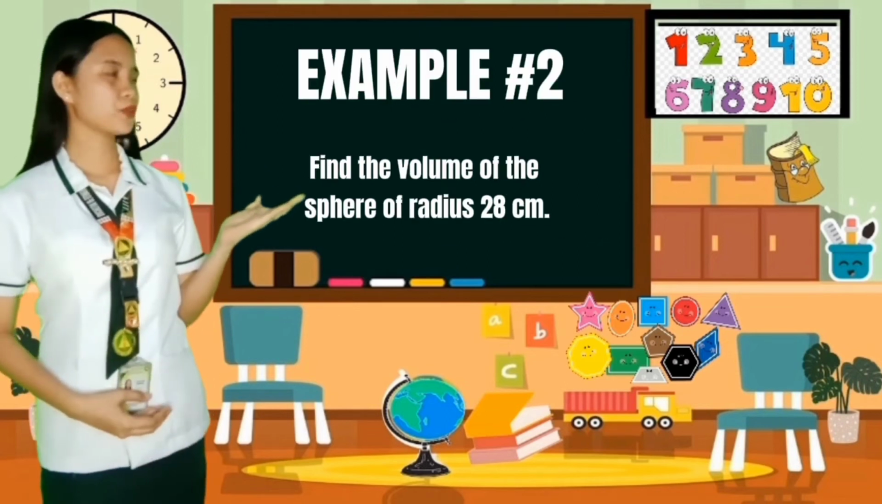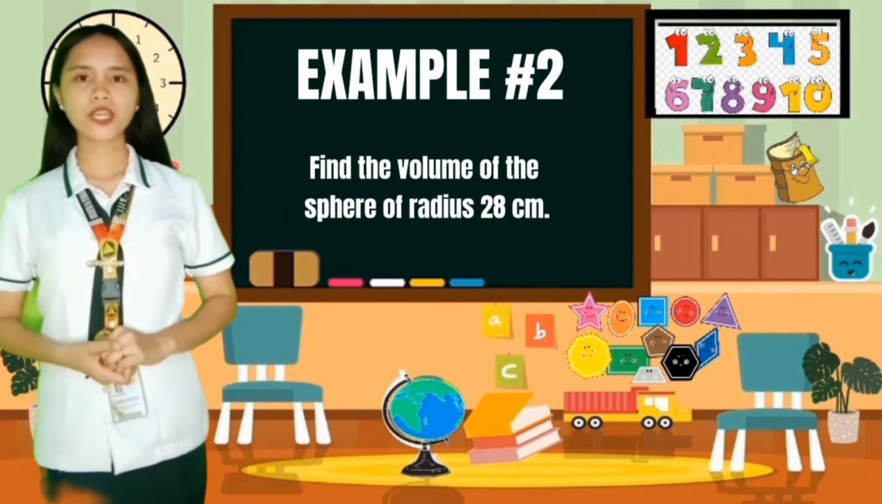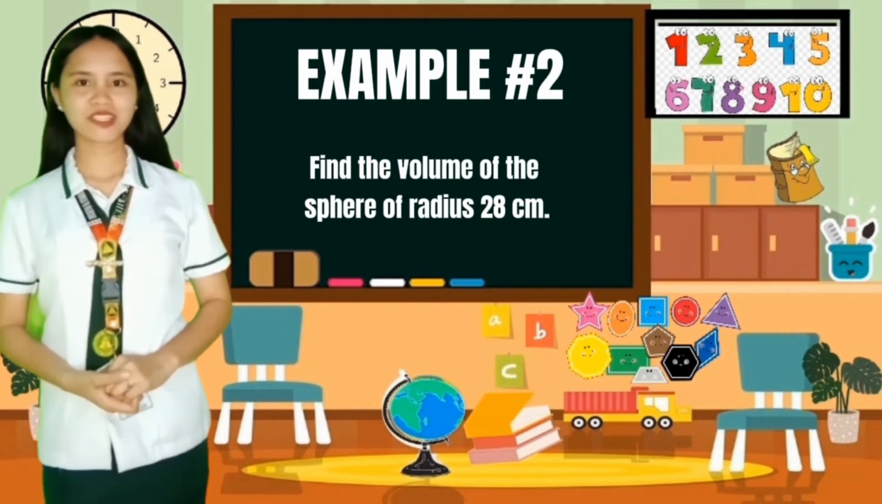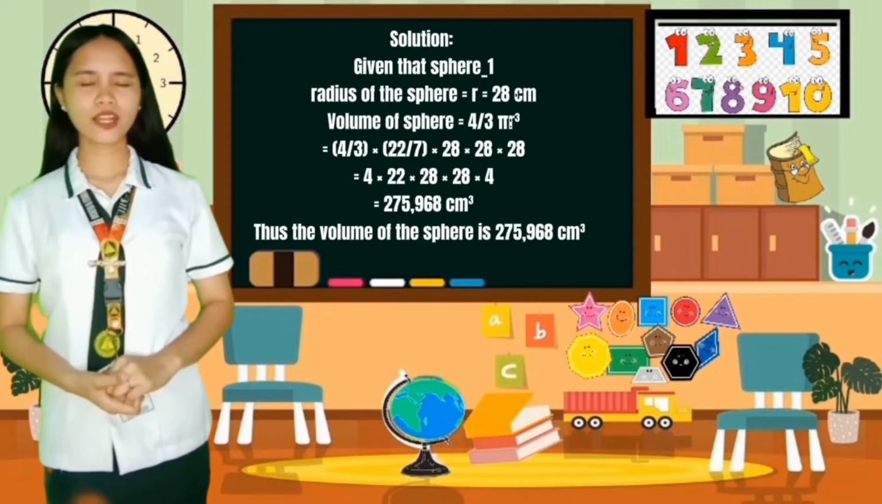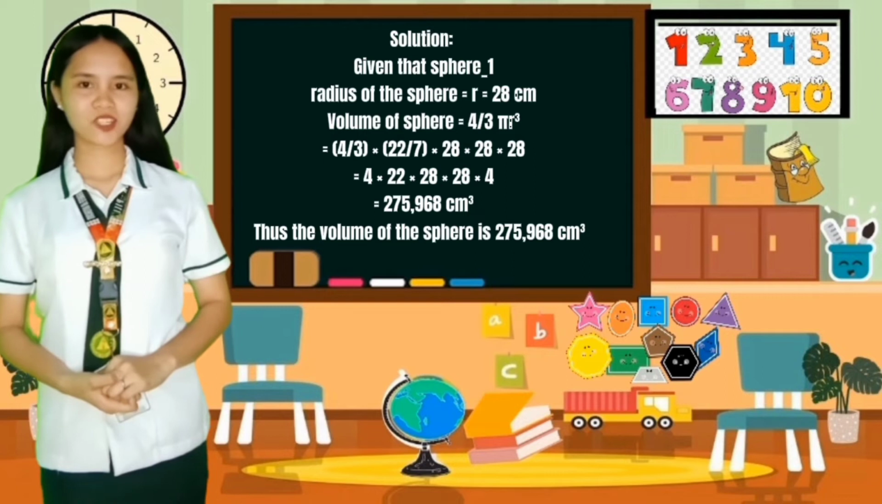For example number 2, find the volume of the sphere of radius 28 centimeters. Given the radius of the sphere, R equals 28 centimeters.